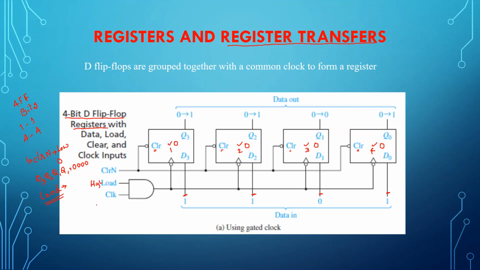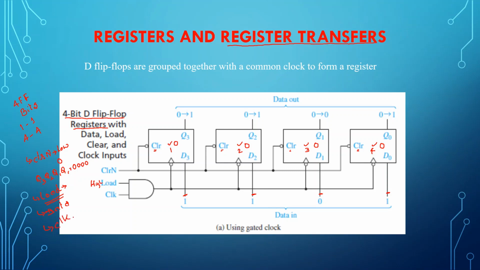After the load signal is made high, you need to give the data. That is, 1101 should be kept ready at the input of these flip-flops. So I told you already, the data should be ready at the input side of the flip-flops before the occurrence of the clock edge. So what you do is, you give the load signal. After the load signal is given, you give the data input. You keep your data ready. After the data has been kept ready, you give the clock input.